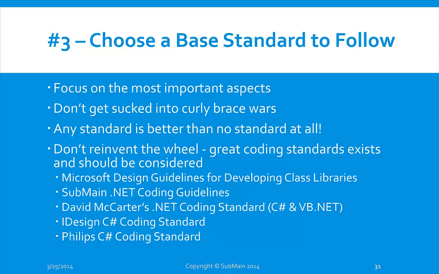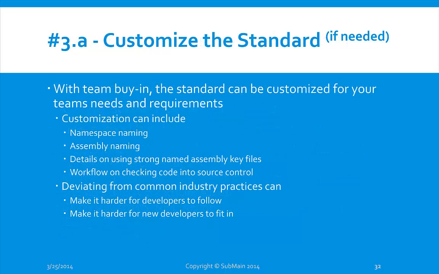I definitely wouldn't start from scratch. It's a very long process. You should customize the standard if you need to, including namespacing. The big ones to me per company could be how you name your namespaces. Most people put their company name at the very beginning of their namespace. Assembly naming, same thing. How you use strong-named assemblies: actually, most, if not all, of your assemblies should be strong-named, and that should definitely be a customization in your coding standards. And the workflow and how you check in and check out code, especially the check-in part, we'll talk about later.